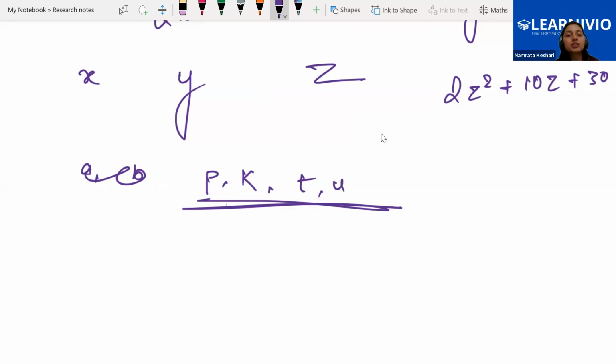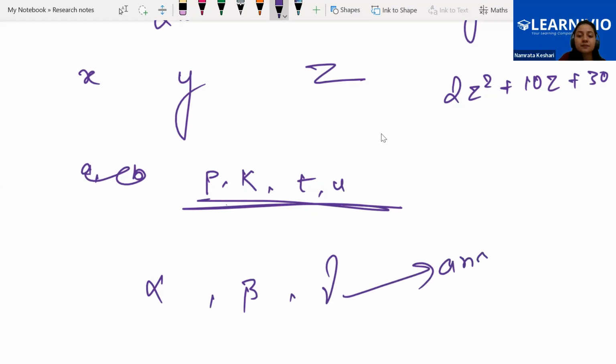Then what will we be using for the roots? So there comes a Greek alphabet. We have taken alpha, beta, gamma. These alphabets, which we will be using in this chapter, introduction to trigonometry, we will be using to represent the angles, and we use this alphabet to represent the roots also.